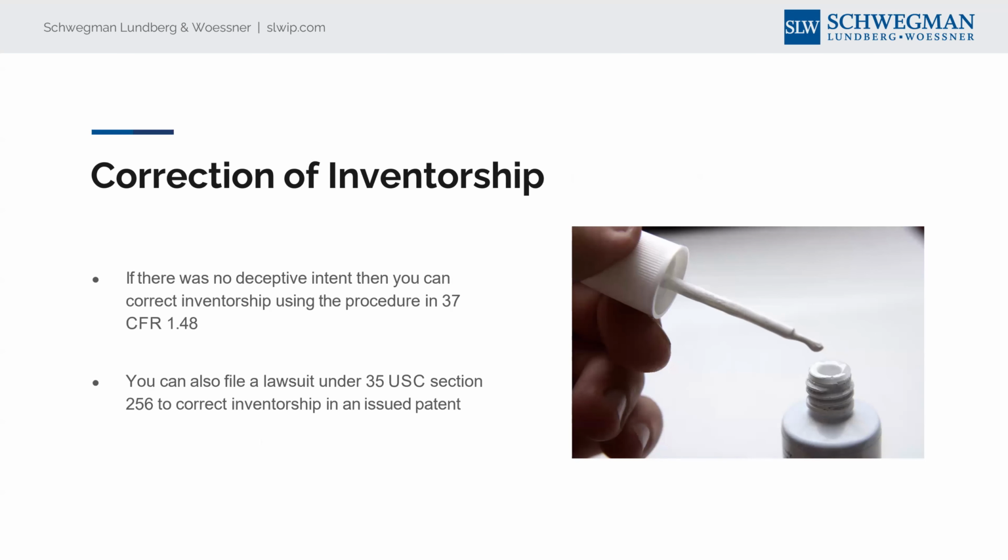Good news about inventorship, even though it is static, it is correctable. Things change, and you can change inventorship through a couple of means. The main thing is that there can't be deceptive intent. So it just has to be an honest mistake that an inventor was overlooked, or that you added some subject matter to the claims that changed things. So by and large, it can be changed.